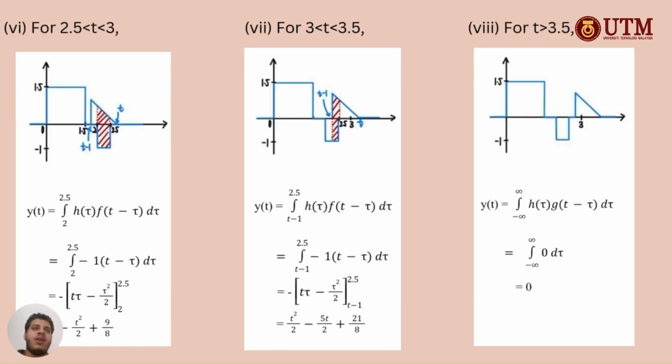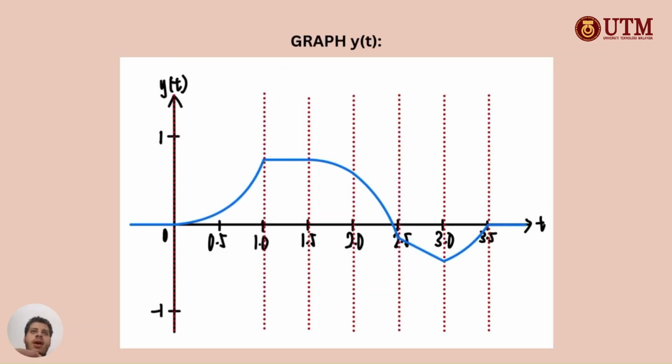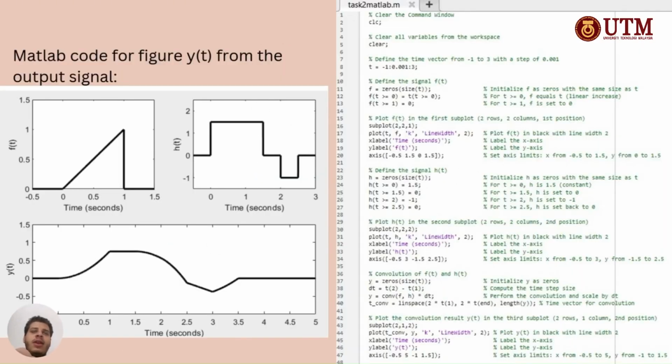From the interval 2.5 to 3, the output is negative t squared over 2 plus 9 over 8. From 3 to 3.5, the output is t squared over 2 minus 5t over 2 plus 21 over 8. And anything from 3.5 to infinity, the output is 0. After getting the output for all intervals, we can plot the graph. And finally, using the formula given, we can write the MATLAB code and get the output y(t). Here we can see that the output y(t) given by MATLAB is similar to the one we got. So we can verify our answers that way.